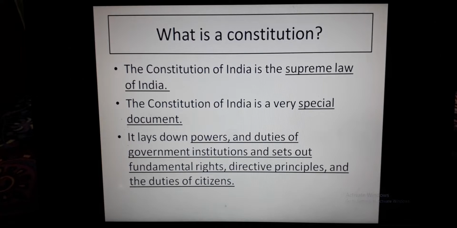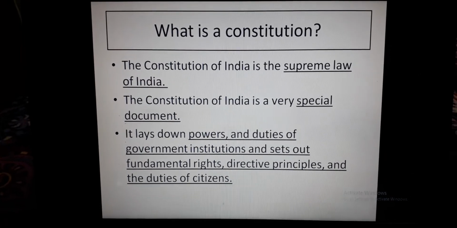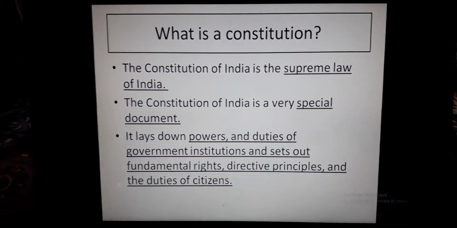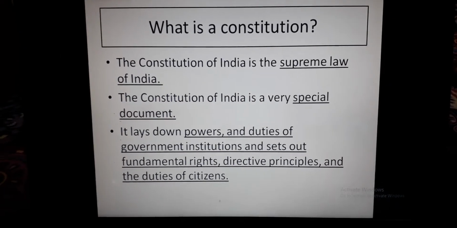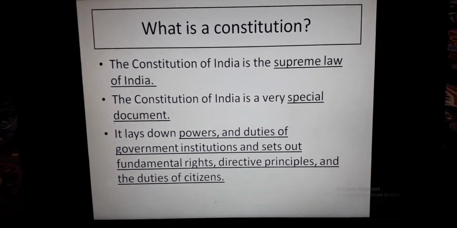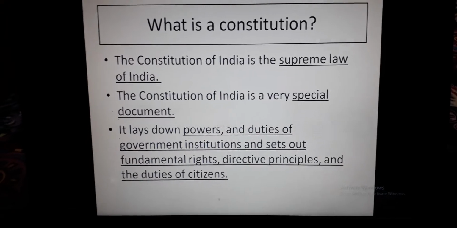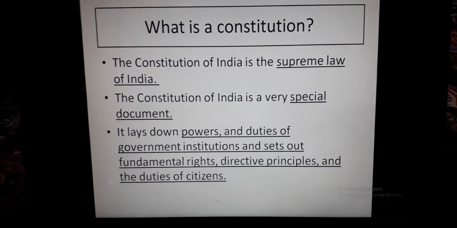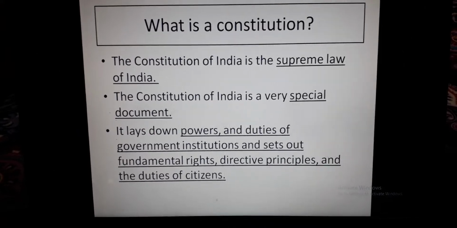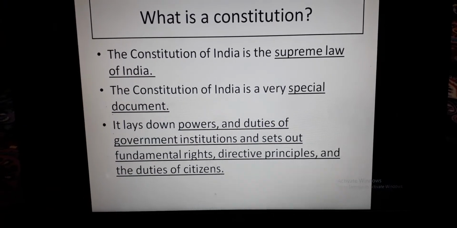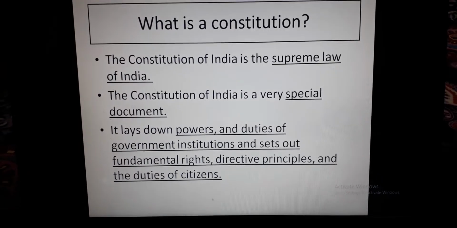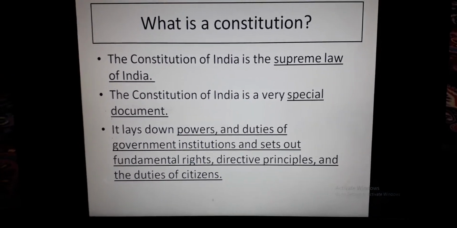Okay? Now, in a society, there are some fundamental rules, and everything needs to be laid down in front of the people. And there are various communities also who live together. So, we need to have some kind of an agreement or a consensus. And that agreement comes in the form of a written document, which is called the Constitution.